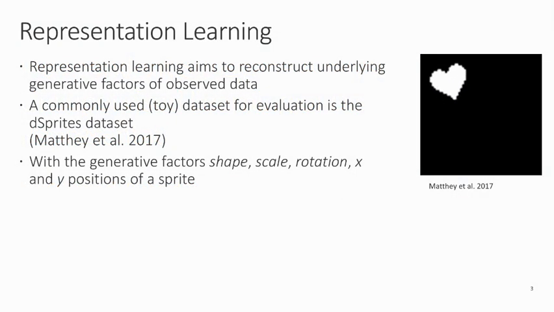Representation learning aims to reconstruct underlying generative factors of observed data. A commonly used dataset for evaluating such approaches is the dSprites dataset, which consists of images of sprites of different shape that change their scale, rotation, and position in the image. As such, the generative factors of the dataset are the sprite's shape, scale, rotation, and x and y positions. The aim of representation learning is to reconstruct these generative factors just by observing samples from the dataset.